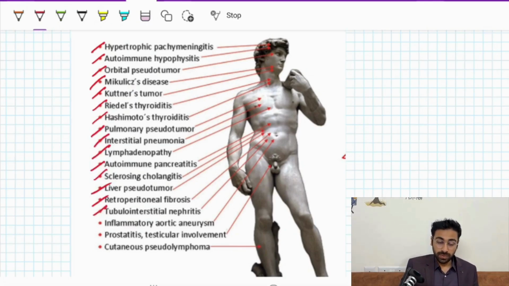It can cause inflammatory aortic aneurysm, and coming to the gonads, it causes prostatitis, testicular involvement. And finally, the musculoskeletal system involvement is characterized by presence of pseudotumor or pseudolymphoma, also known as cutaneous pseudolymphoma. Now, the way we shall discuss IgG4 related diseases, we'll start with the most prevalent disease manifestation, that is abdominal manifestations, then go on to less prevalent manifestations of this disease.